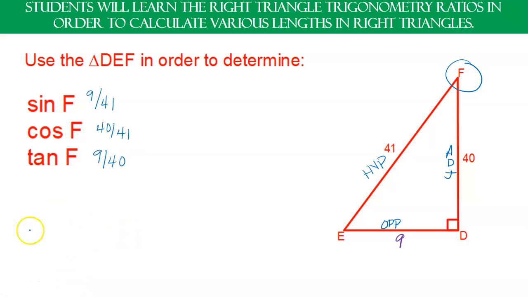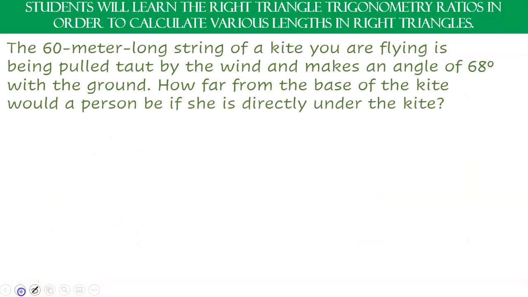Okay? So our next thing we're going to do is actually apply this. A 60-meter long string of a kite that you are flying is being pulled taut by the wind and makes an angle of 68 degrees with the ground. How far from the base of the kite would a person be if she's directly under the kite? So we're going to draw some pictures. I've got my string here and the ground. It's pulled taut. Here's my kite. And right below the kite, I have a little girl.